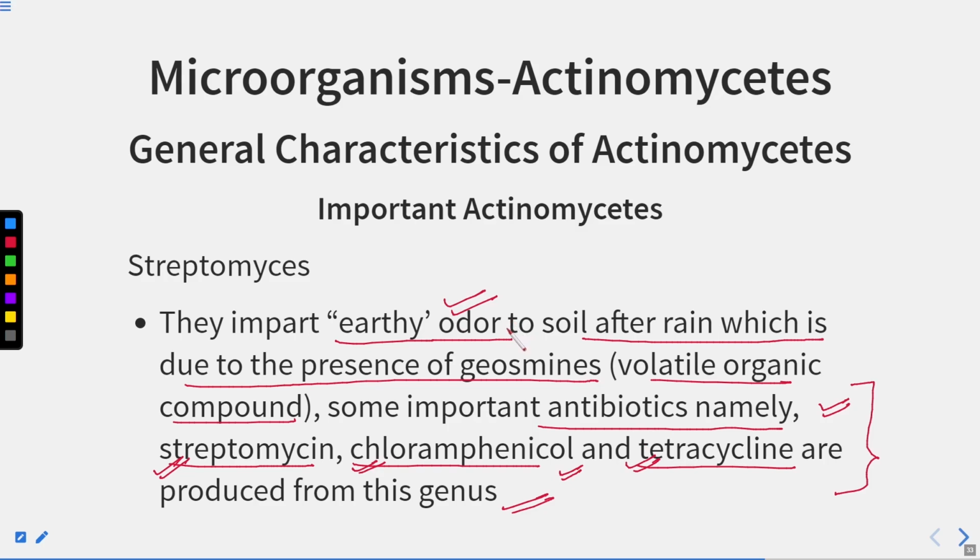They give an earthy odor, a very good smell. That is, sometimes when there is rain, it is this bacteria that gives the earthy odor due to the release of geosmin. Geosmin is that volatile organic compound that is released in the atmosphere.